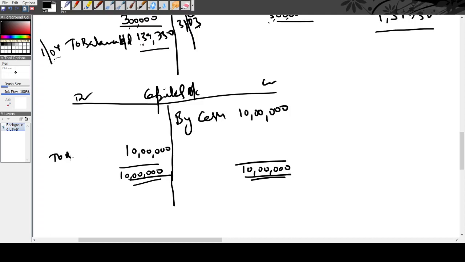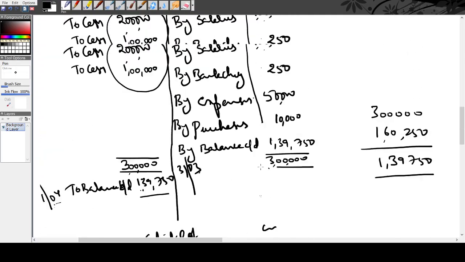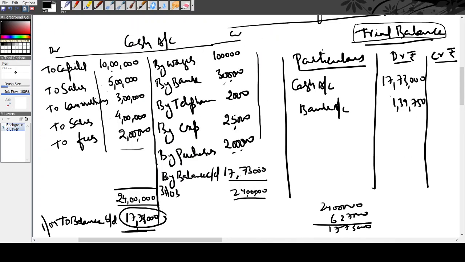I will write to balance carried down. This we do on 31st March. Then on 1st April, I'll write by balance brought down 10 lakhs. So what is the meaning of this 10 lakh balance brought down? It means if you subtract the debit side out of the credit side, you will be still left with 10 lakhs on the credit side. So this is the difference between the debit side and the credit side in the account.